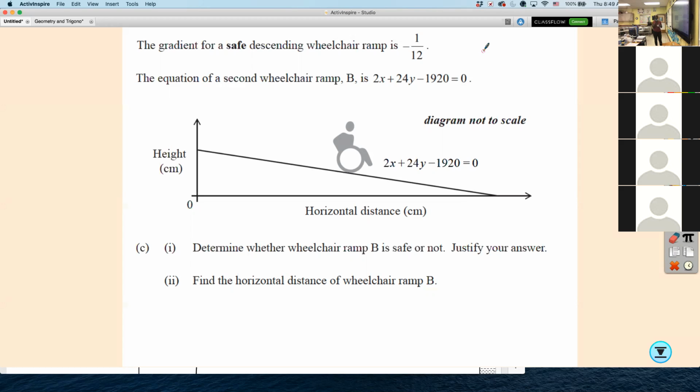How would I go about determining if the wheelchair ramp is safe? Finding the gradient. All right. How do I find the gradient of that line?